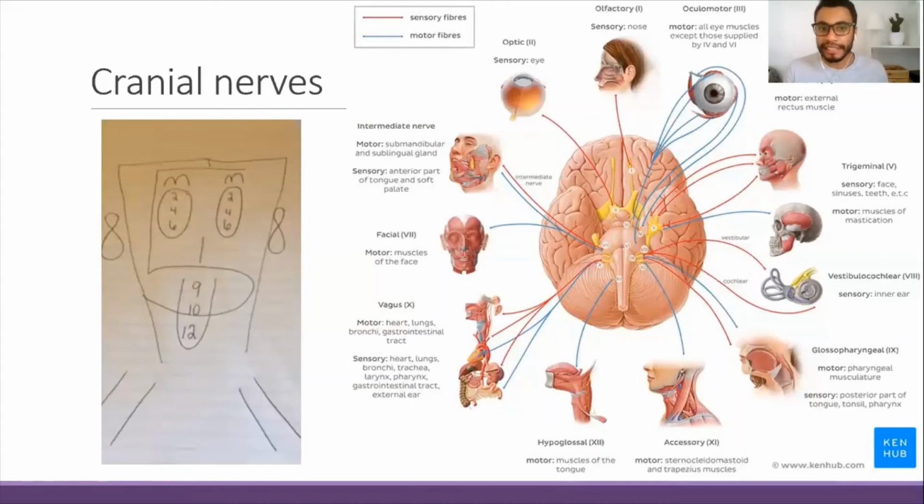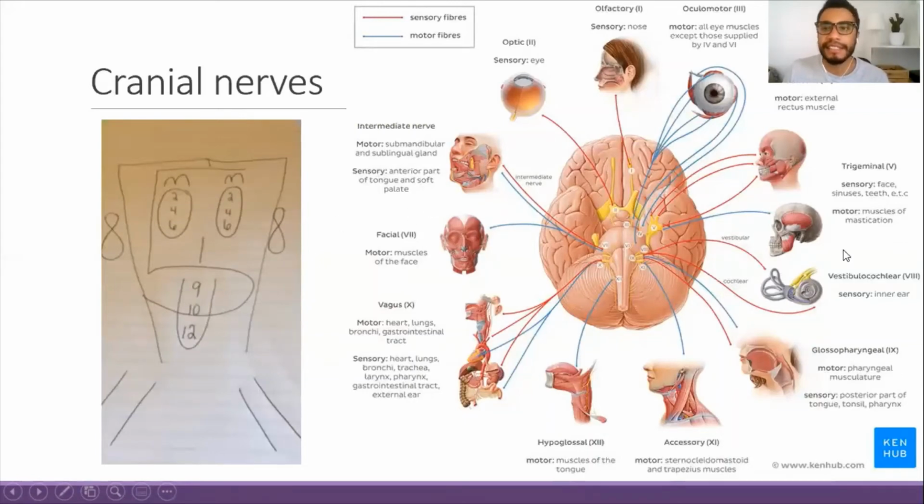In the sensory side, it's also responsible for providing sensation to the anterior part of the tongue. More specifically, 2/3 of the anterior part of the tongue. And it also promotes secretion of saliva, because it innervates the salivary glands, as you see here, part of the facial nerve.